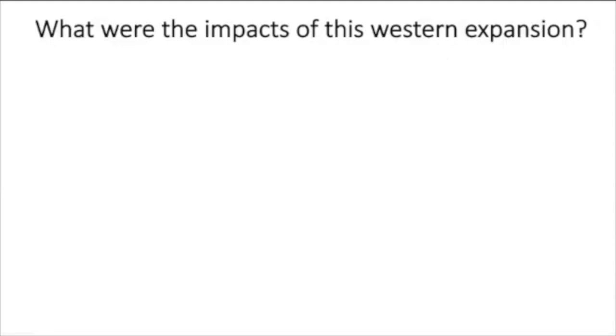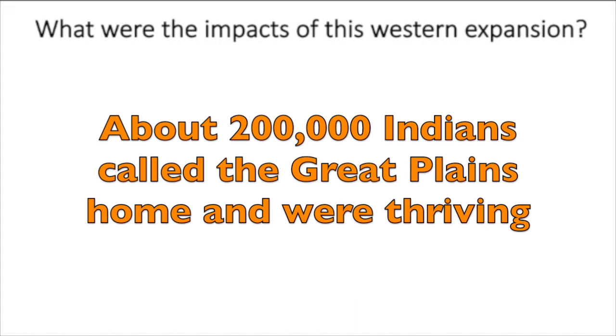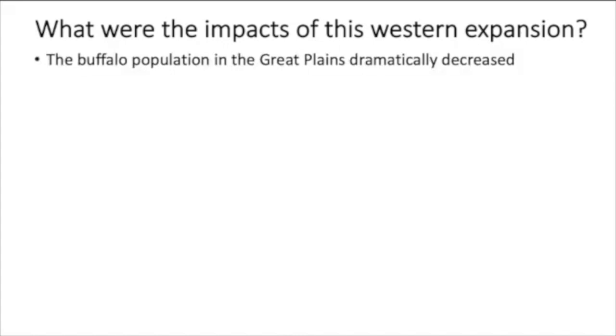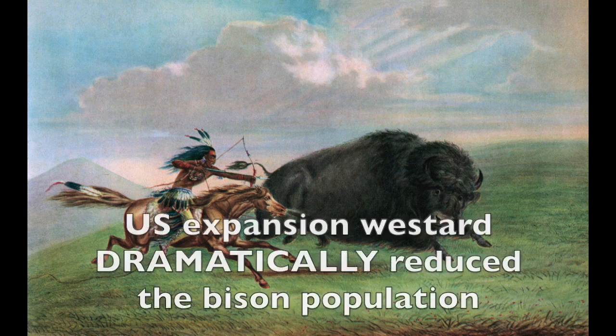Now, what were some of the impacts or results of this Western expansion? About 250,000 Indians called the Great Plains home. They were thriving, leading nomadic lifestyles as superb hunters chasing the millions of buffalo they used for a variety of purposes. However, the buffalo population was drastically decreasing. This really affected Native American tribes as they were dependent on buffalo for food, clothing, shelter, and tools.